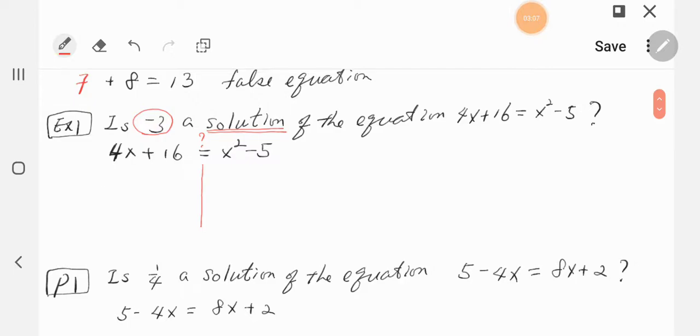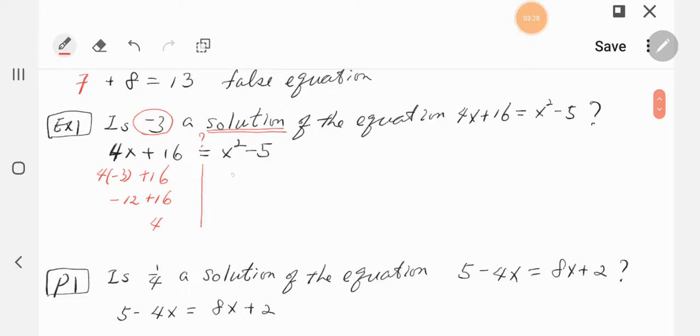All right, so let's plug in -3. So 4 times -3 plus 16, then -12 plus 16, so that is equal to 4. So we got the value 4 on the left hand side of the equation. Let's check the right hand side.